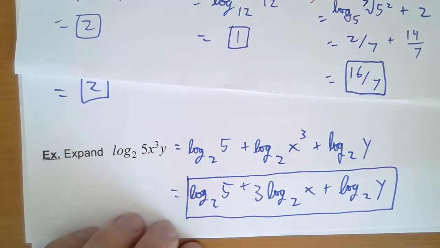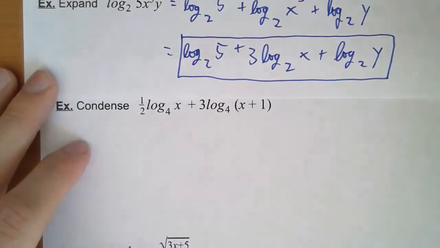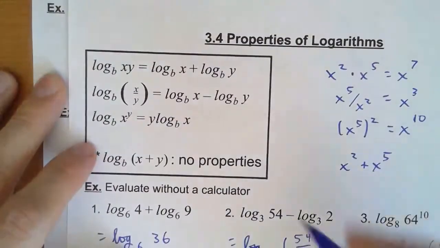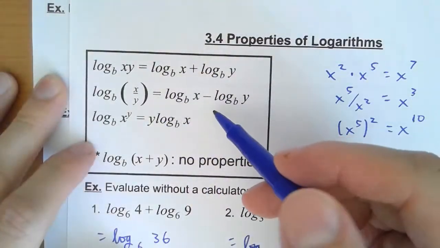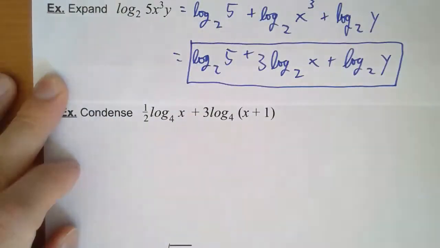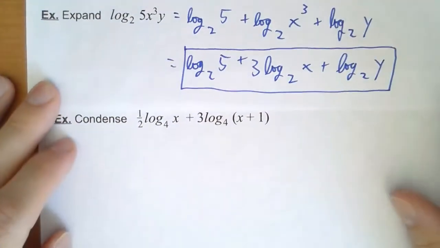All right, so that's expand. Okay, so now what we're going to do is condense. Now we'll go the other way. Okay, so for condense, we're going to take things that look like the right side and we're going to make them look like the left side. We're just going to use our log properties going back and forth, both directions.